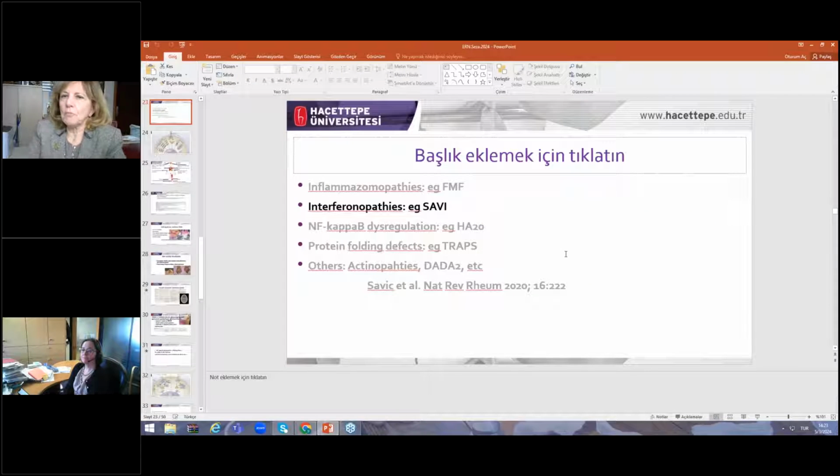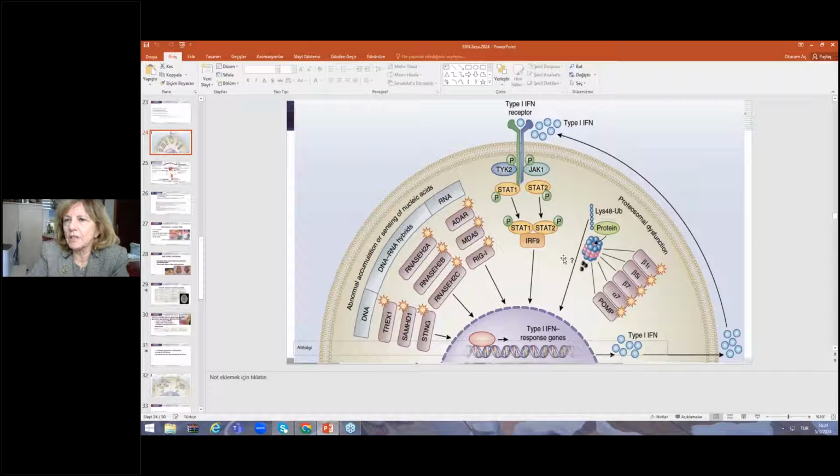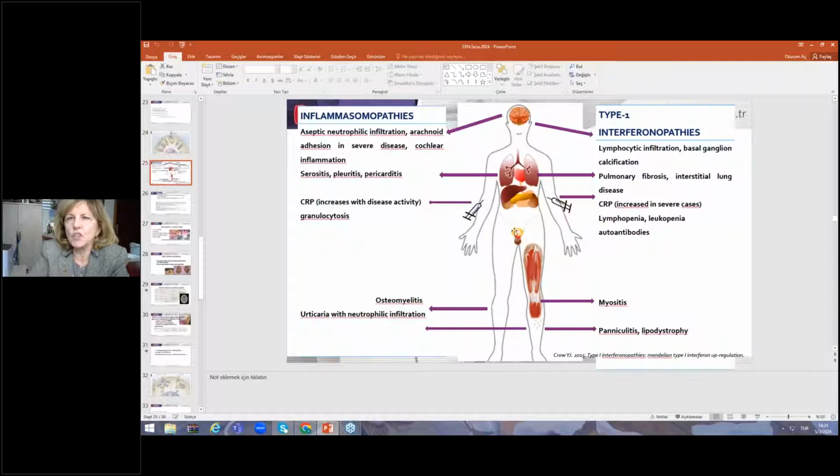So, interferonopathies. Let's move to the second big group. Interferonopathies are dysregulation in the type 1 interferon pathway, so interferon alpha and beta mainly. And there are a number of abnormalities here. Some might affect the sensing of the nucleic acid, some might be causing an overactivation of STING, some might be causing proteasomal dysfunction, but in the end, you're having an excess of type 1 interferon response genes.